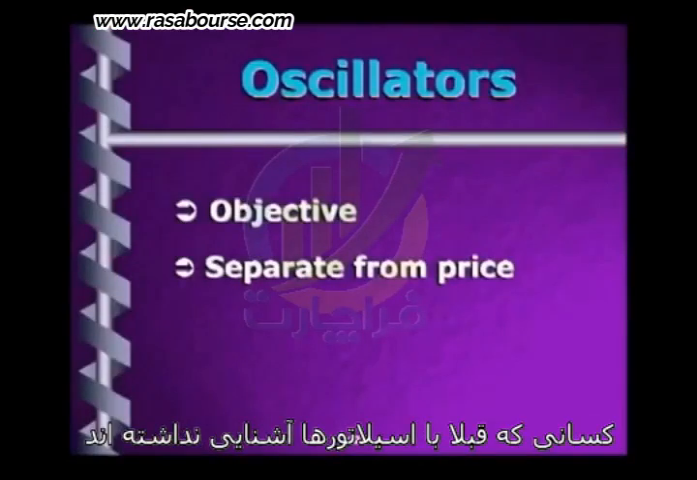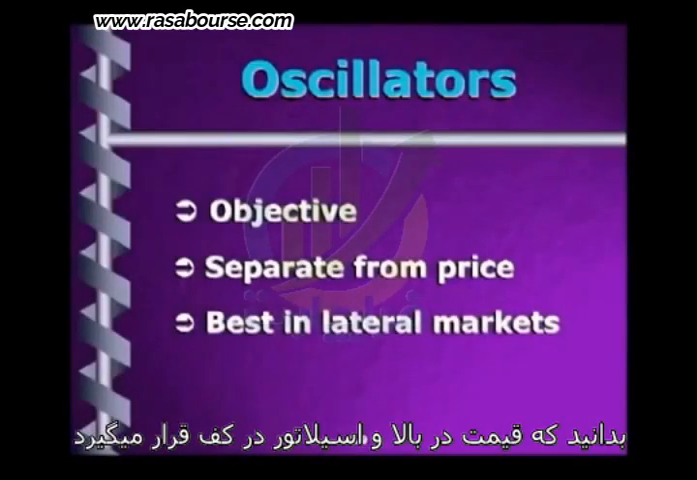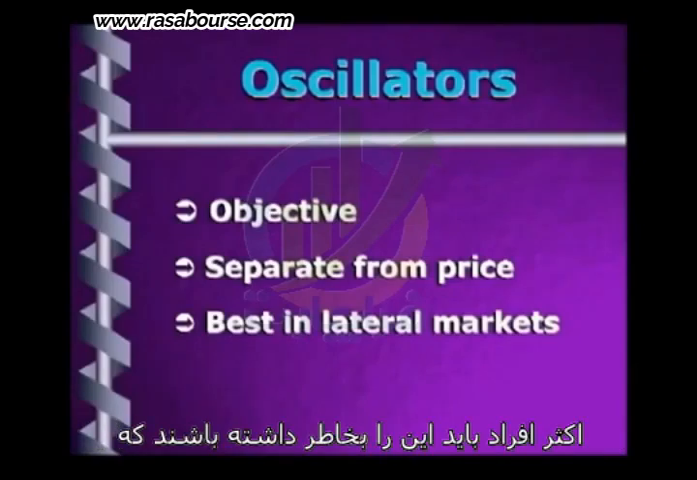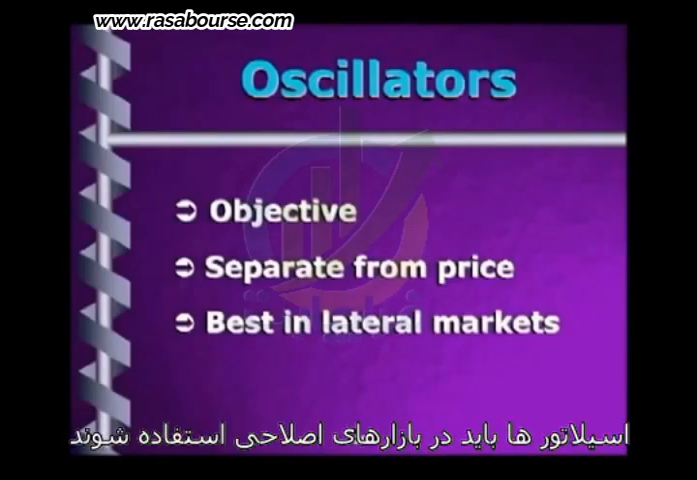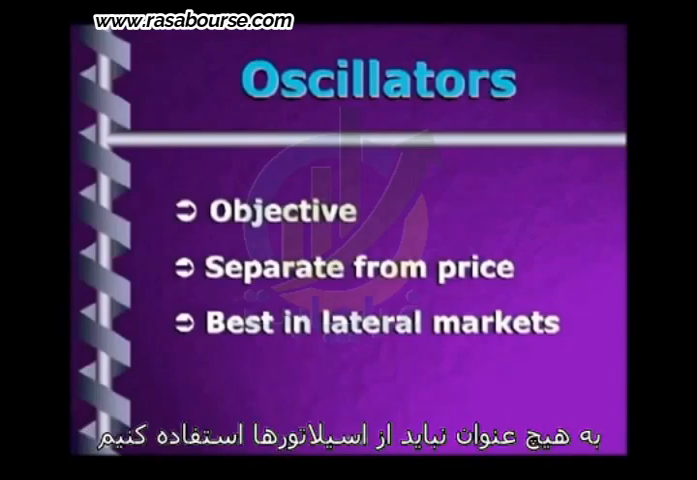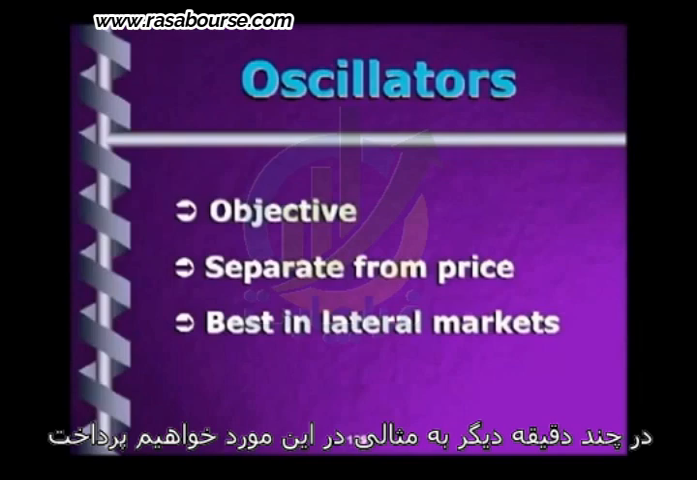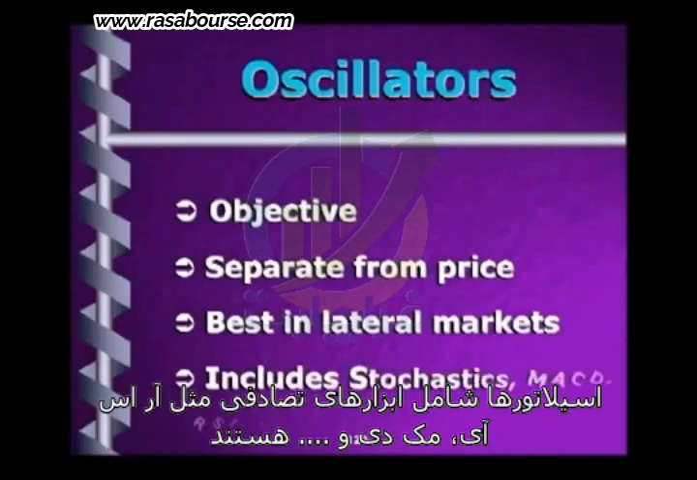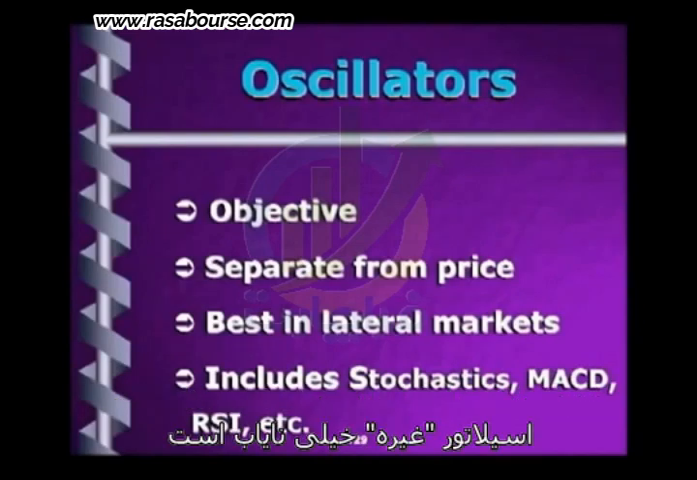So for those new to oscillators, you're going to have the price on the top and the oscillator on the bottom. Most people don't remember this, but oscillators really should be used in lateral markets. You should not have strongly trending markets. We'll look at an example of this in a couple of minutes. People forget about that. And this includes oscillators such as stochastics, RSI, the MACD, etc.